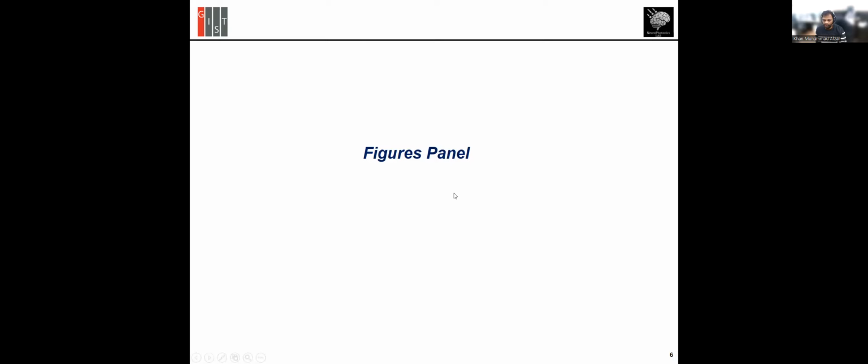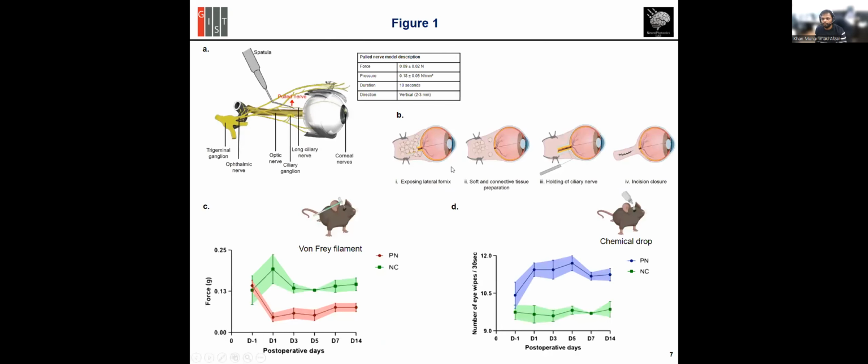So what are my figure panels? After this, I prepared my manuscript and some figure panels which I want to share with you. The first figure is a schematic showing the origin and insertion of the long ciliary nerve. It originates from the trigeminal ganglion from its branch, the ophthalmic nerve, and finally inserts into the corneal nerves. So this is the schematic for the long ciliary nerve, and I am pulling it with a spatula. These are my parameters of force, pressure, duration, and direction for the pull nerve.